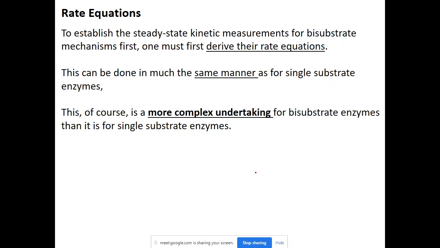Similarly, we also need to know the rate equation for the multi-substrate or bi-substrate mechanism. This is the same manner as the single substrate, but because two or more substrates are involved, there is a complexity in establishing the rate equation.